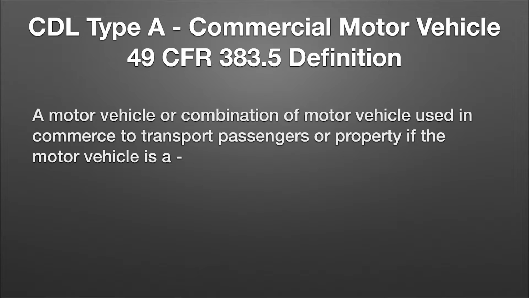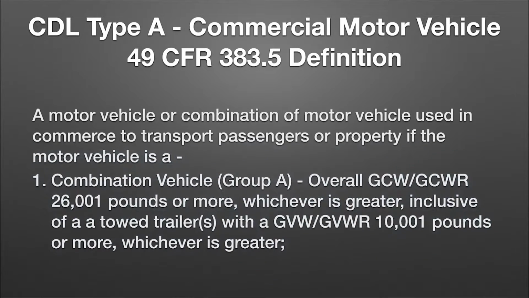So this starts off, it says a motor vehicle or combination of vehicles used in commerce to transport passengers or property. If the motor vehicle is, number one, we're only going to get into Group A vehicles, a combination vehicle with an overall gross combination weight or gross combination weight rating of 26,001 pounds or more, whichever is greater of those two. And I'll break those two down here in just a moment. Inclusive, meaning towing a trailer or trailers, if you have multiple units in the group, with a gross vehicle weight or gross vehicle weight rating of 10,001 pounds or more, whichever is greater.